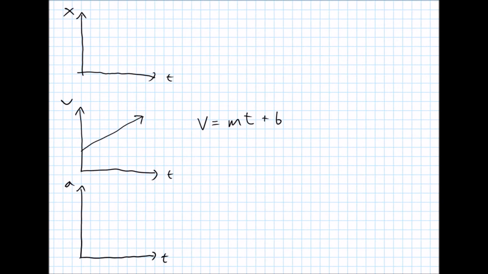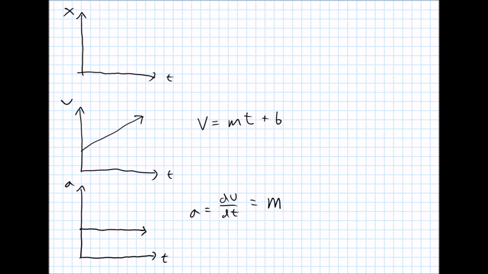Well, I can figure out what acceleration is because I know that acceleration is just the derivative of velocity. And so the derivative of that will be simply m, which is constant. Just some constant value from out there that's positive. And so my acceleration graph is just going to be a boring line, so like so.